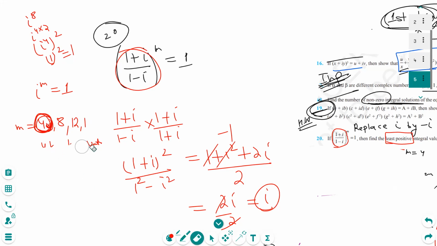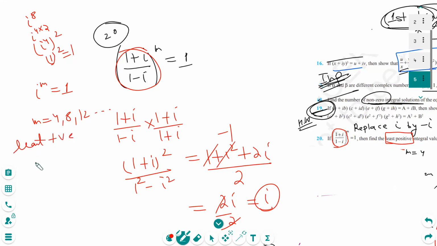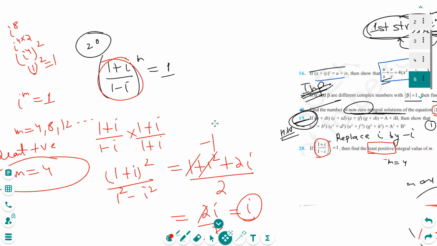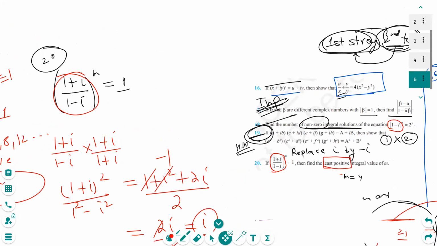Is this clear? See, m has values 4, 8, 12, and everything, but the least positive value I can see is 4. So that's why the answer is 4. Easy indeed, right? Is this clear? So you can observe in something raised to power something, a complex number is first solved. You can observe a pattern here, isn't it? First thing is the complex number is solved. Then we raise it to some power and we get the answer.